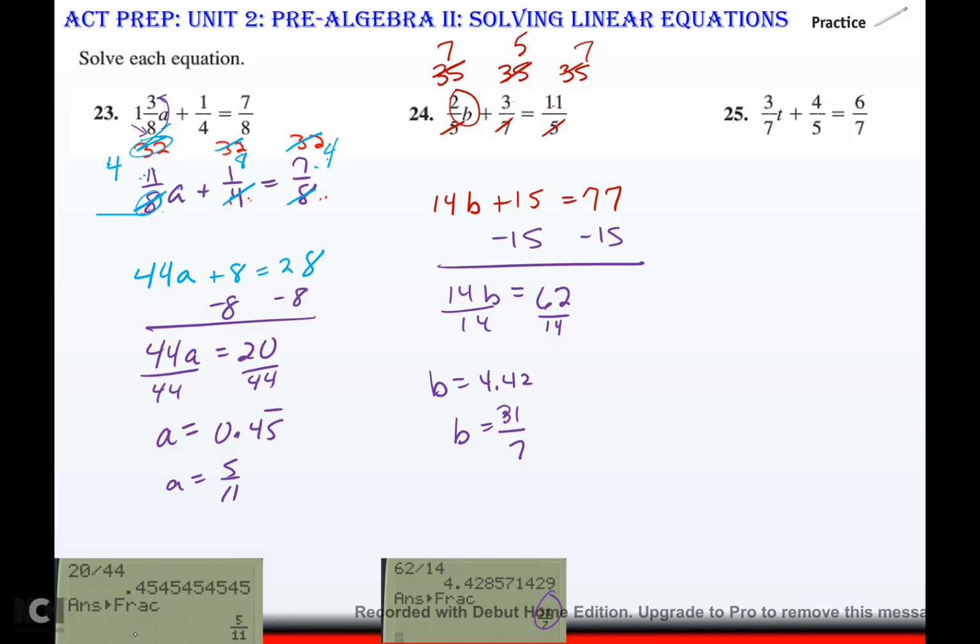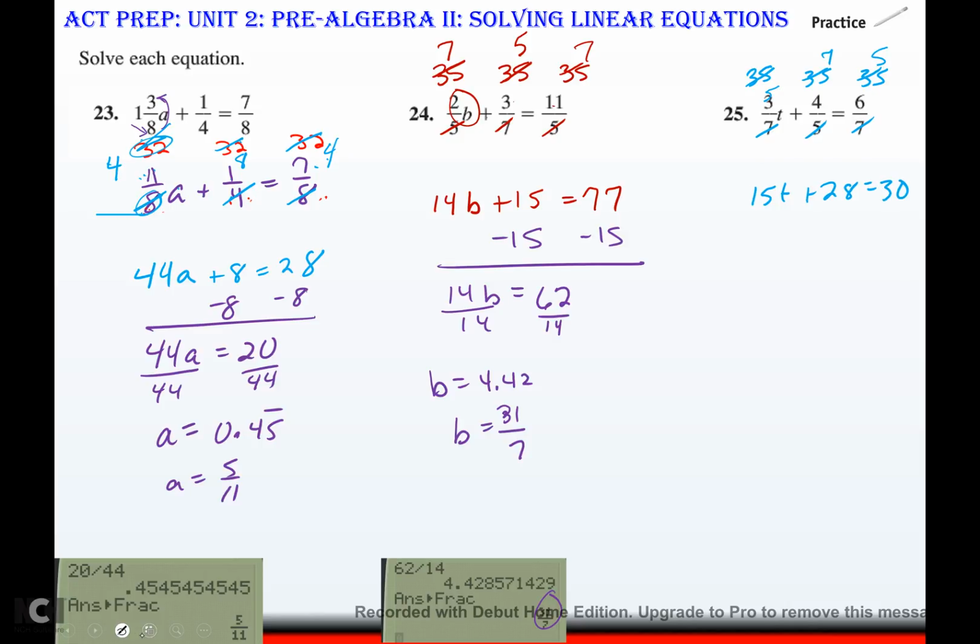Alright, so 25, again, we've got the same two denominators, 7s and 5s, so I'm going to multiply by 35. But I'm going to divide first. 7 goes into 35 5 times. 5 times 3t is 15t. 5 goes into 35 7 times, positive 4 is positive 28. And 7 goes into 35 5 times, 6 is 30.